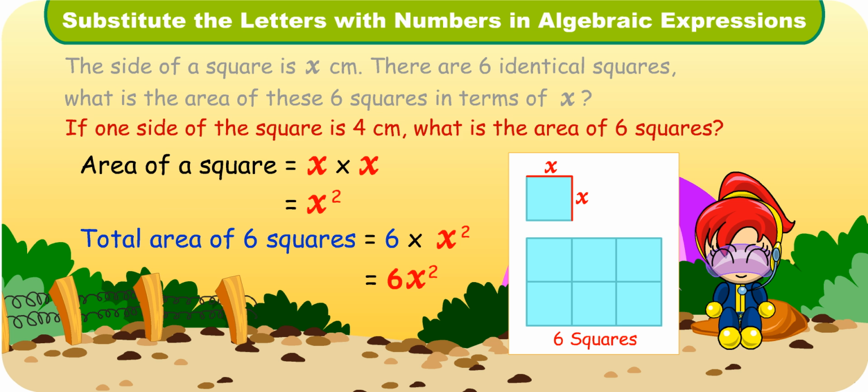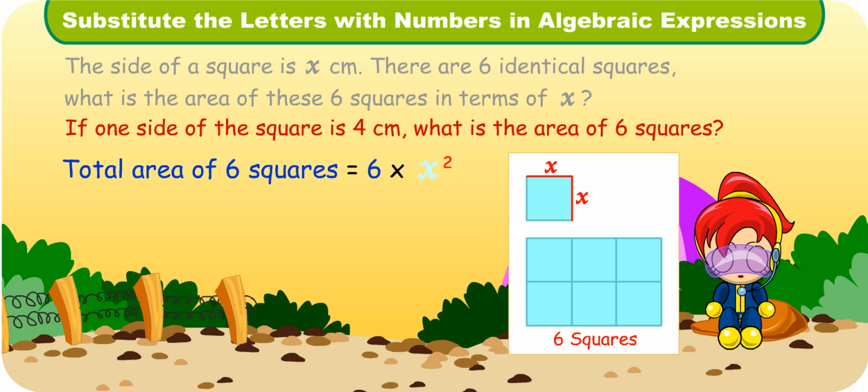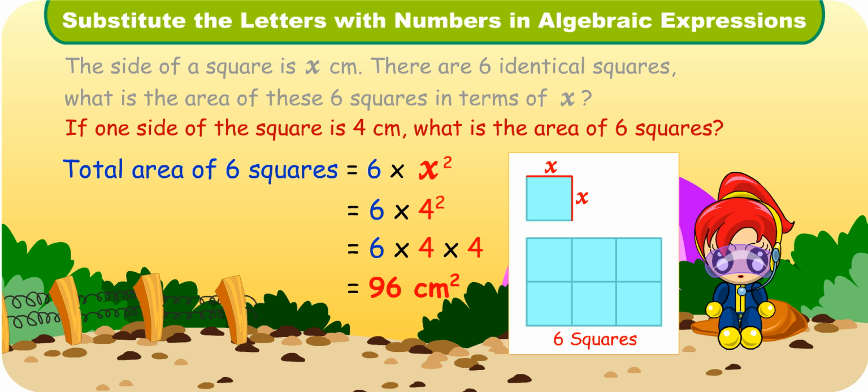Now, if one side of the square is 4 centimeters, what is the area of 6 squares? I know. I substitute 4 into each occurrence of x. The total area is 6 times 4 squared. 4 squared means 4 times 4. So, I have 6 times 4 times 4. Working it out, the answer is 96 square centimeters. Very good.